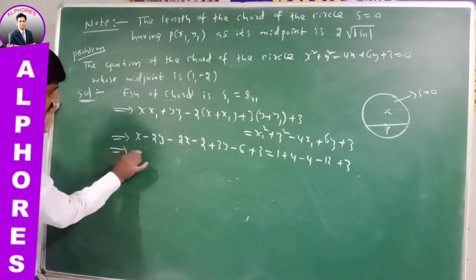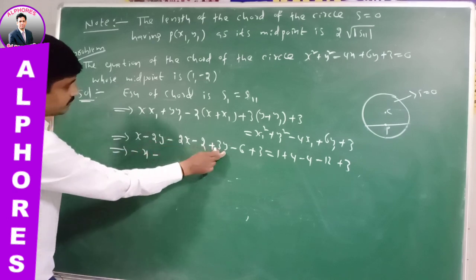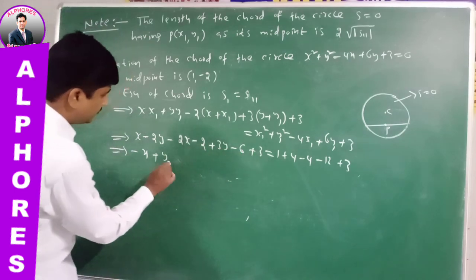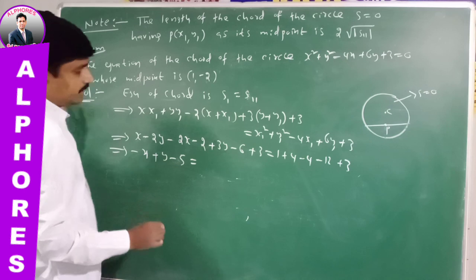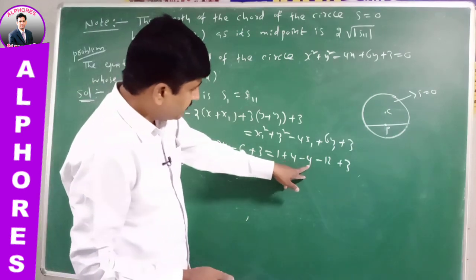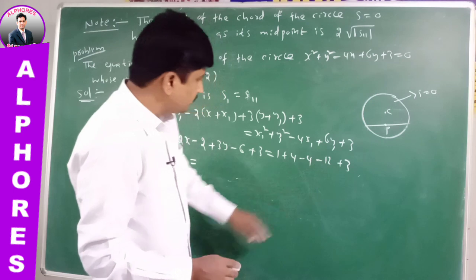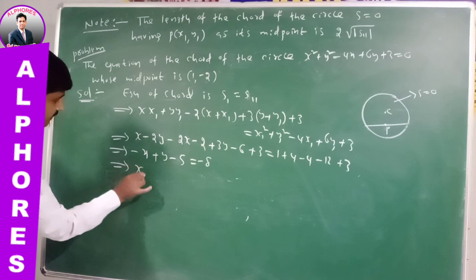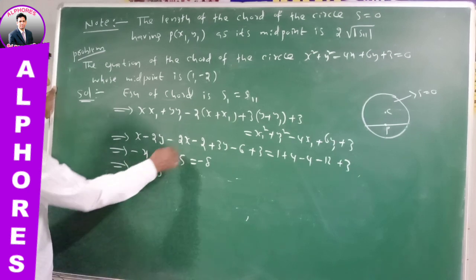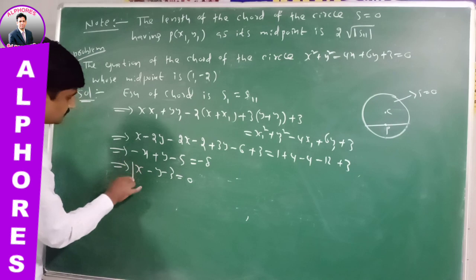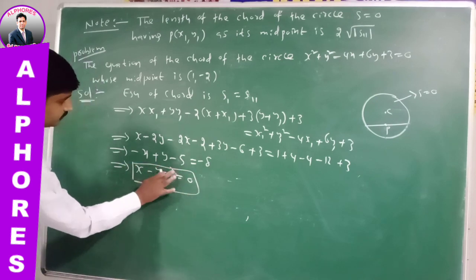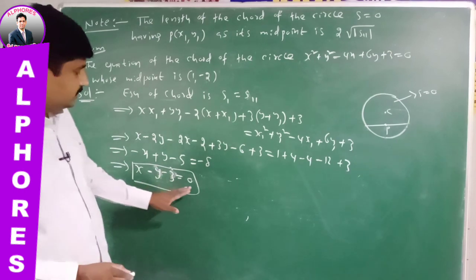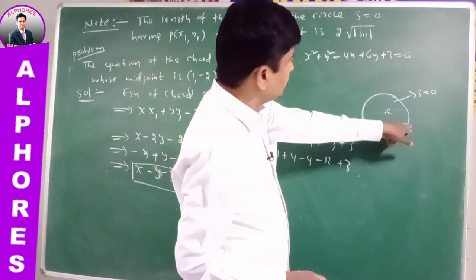Okay, next. On the left side, x minus 2x is minus x, 3y minus 2y is plus y, and the constant is minus 8 plus 3, minus 5. On the right side, the 4 cancel, 4 minus 12 is minus 8. Taking the right side to the left, x minus y minus 3 equal to 0. This is the equation of the chord of the circle.